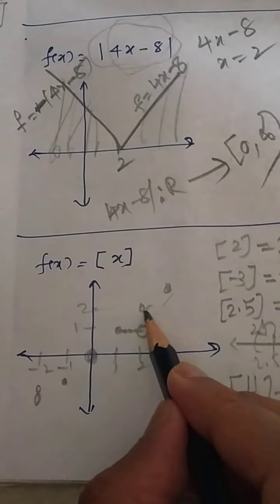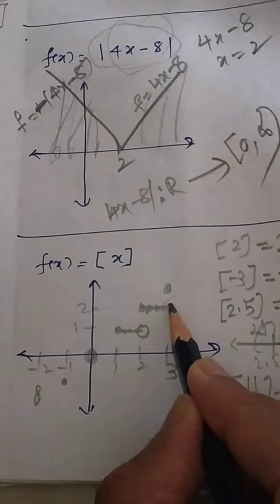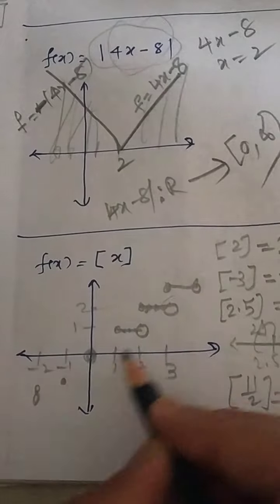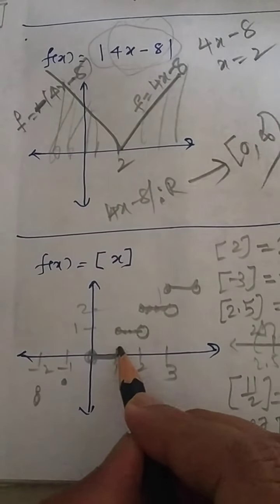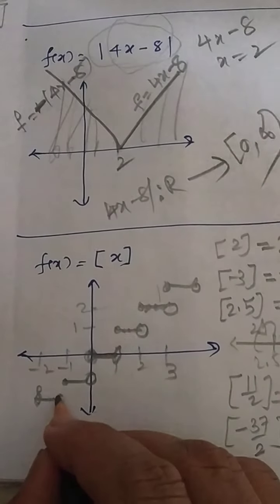For 2.1 the answer is 1. For 2.2, 2.3, the answer will be here, it is open. This is nothing but open. Here all the points you will get. All the points here are open.